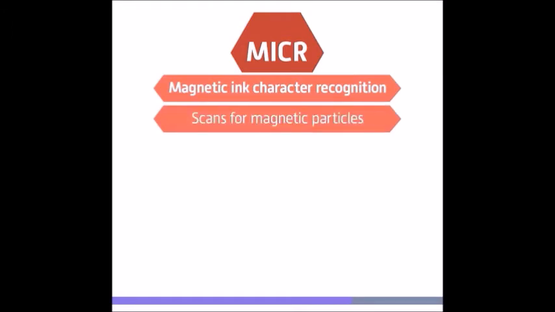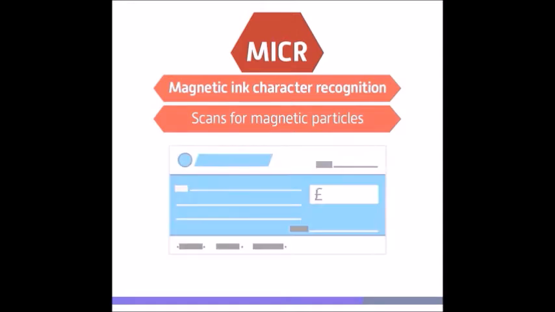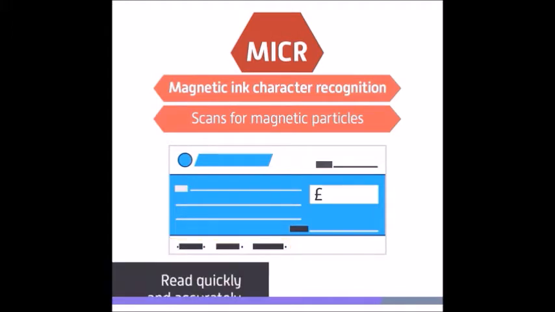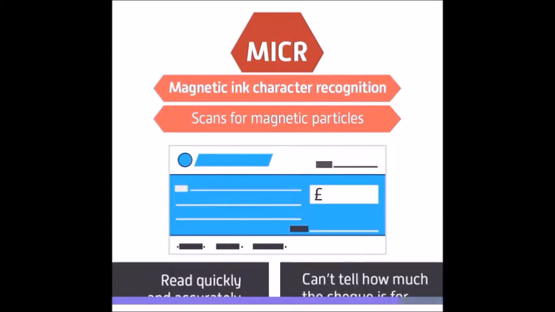This technology uses a scanner that detects magnetic particles. The unique combination of numbers printed at the bottom of a check is actually printed using magnetic ink. This number can be read quickly and accurately by the MICR scanner to allow the fast processing of checks. These scanners can't tell how much the check is written out for, since this won't have been written in magnetic ink.